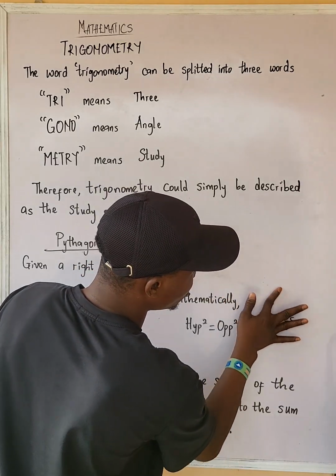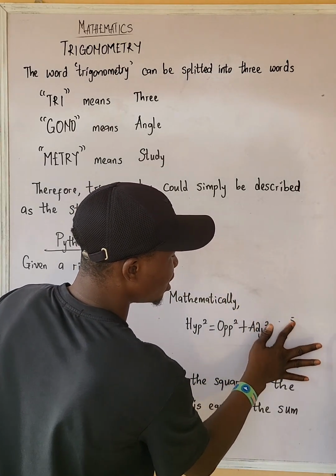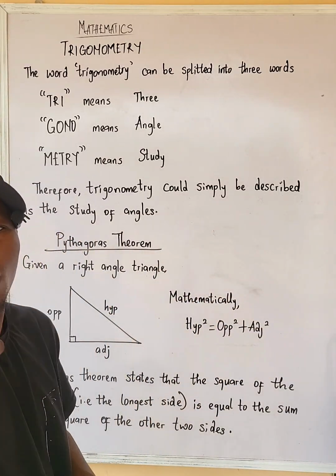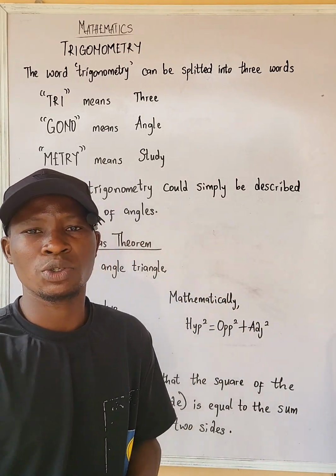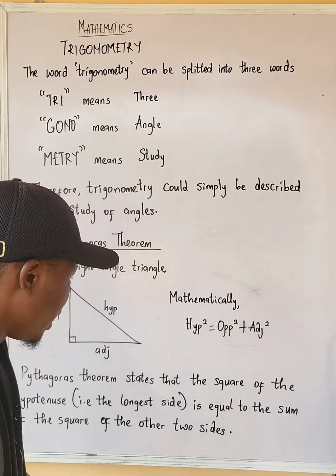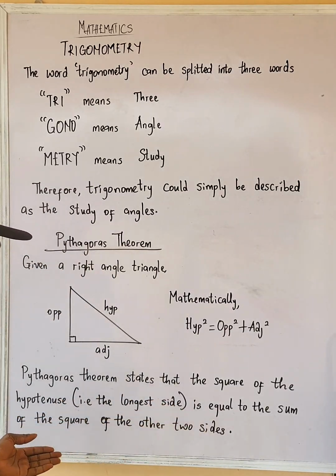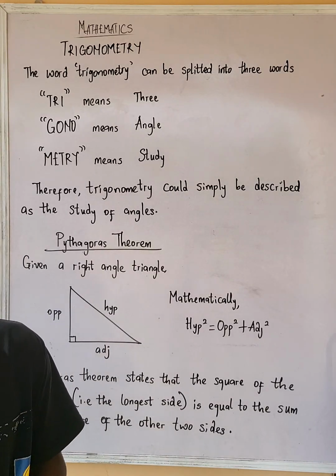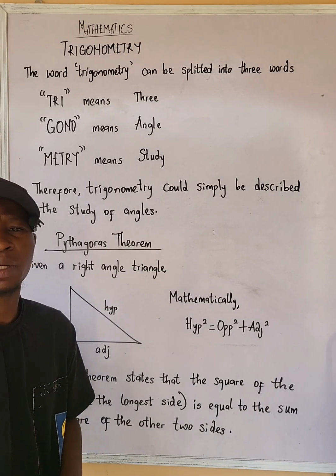To use Pythagoras theorem, you'll be given 2 sides and you'll be told to look for one unknown. Do you understand? So that's why we use Pythagoras theorem. Please don't forget, Pythagoras theorem states that the square of the hypotenuse is equal to the sum of the square of the other 2 sides. And don't forget that trigonometry is the study of 3 angles.